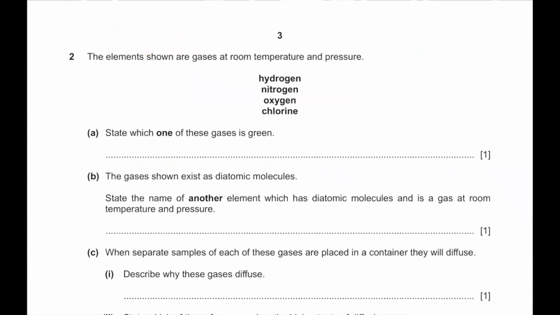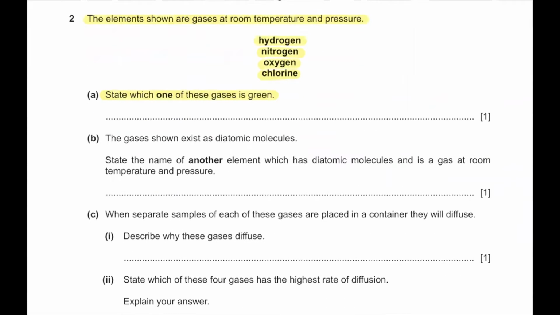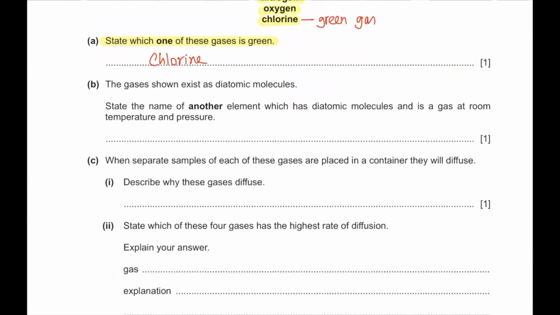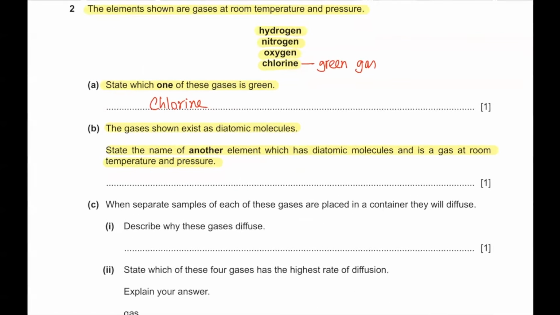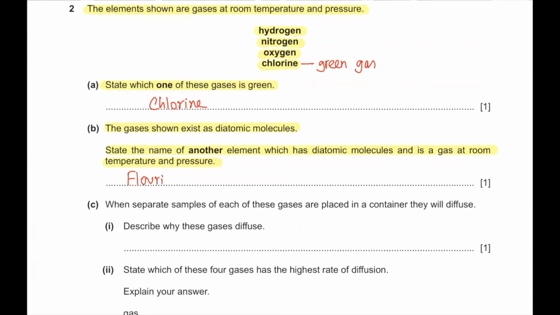Question number 2. The elements shown are gases at room temperature and pressure: hydrogen, nitrogen, oxygen, chlorine. State which one of these gases is green. We know that chlorine is a green gas. The gases shown exist as diatomic molecules. State the name of another element that has diatomic molecules and is a gas at room temperature and pressure. We know fluorine is also a gas and a diatomic molecule at room temperature and pressure.